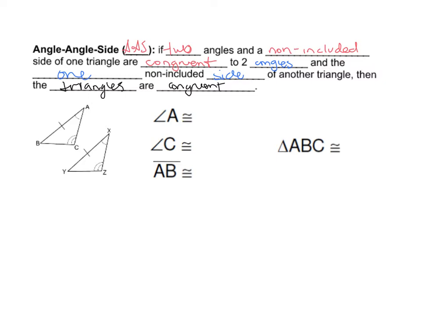So in our two pictures here, I can see that angle A is congruent to angle X. I can see that angle C is congruent to angle Z. And we can see that the non-included side that they both have in common, and they're both the same, are line segment AB and line segment XY. So because they have the two angles and a non-included side that are marked as congruent, triangle ABC is going to be congruent to triangle XYZ.